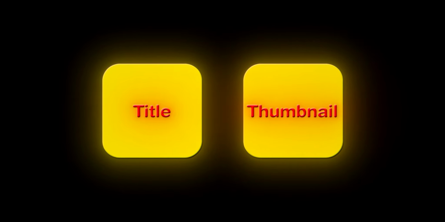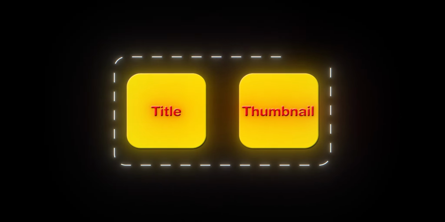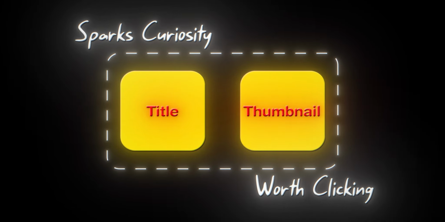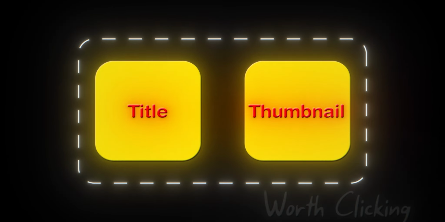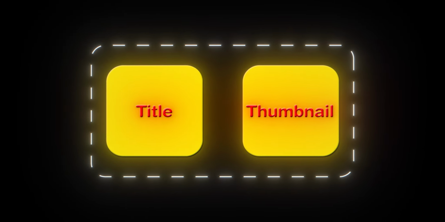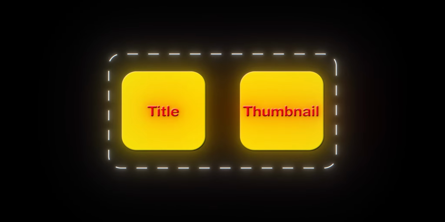Your title and thumbnail are equally important. To get clicks, they both have to work together. Think of it like this: your title sparks curiosity, but your thumbnail proves it's worth clicking. Titles get you impressions, thumbnails get you clicks, and without clicks, your impressions mean nothing. Nail both, and YouTube starts pushing your video for you.